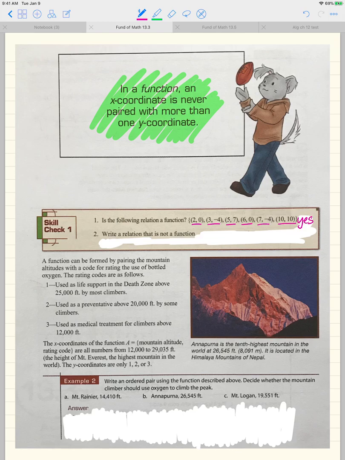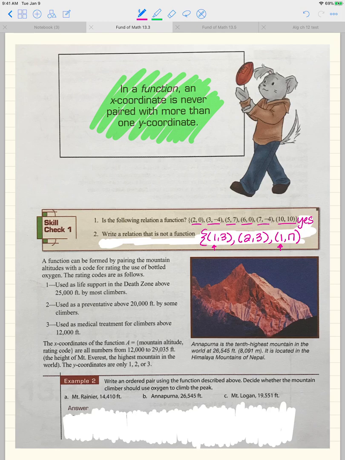Write a relation that is not a function. There's a million and one ways that you could write this. I'm just going to say (1, 3), put my brackets on, (1, 3), (2, 3), and (1, 17). Okay, this is not a function. Why is it not a function? Because I have an x coordinate of 1 in this point and an x coordinate of 1 in this point. This is not a function.